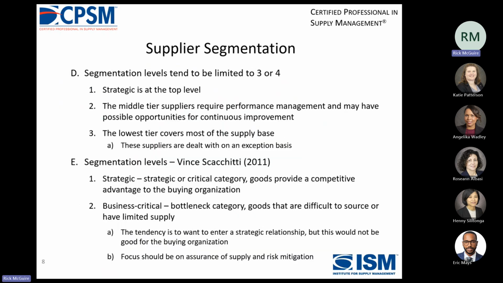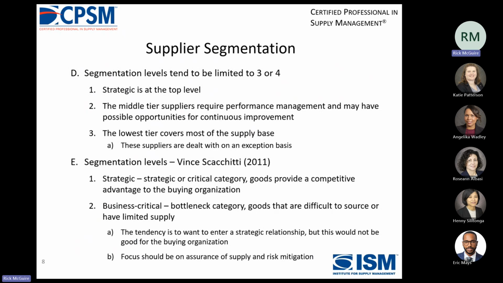So segmentation levels are usually 3 to 4. Strategic is usually top. Middle tiers require performance management. There are some opportunities for continuous improvement with those suppliers, and the lowest tier covers most of the supply base.